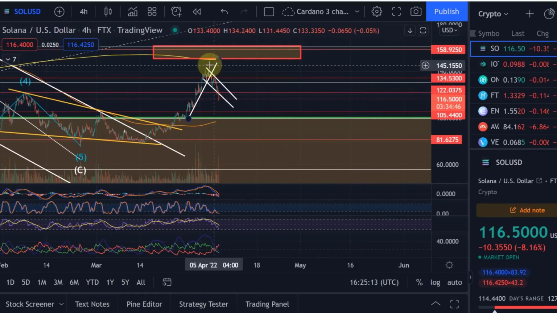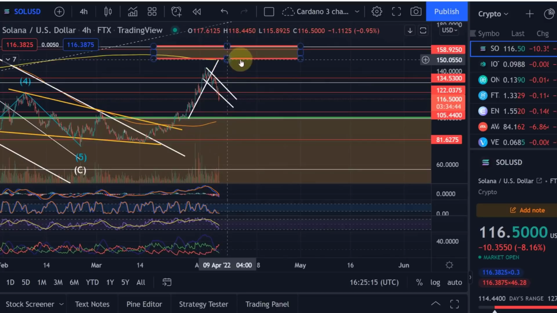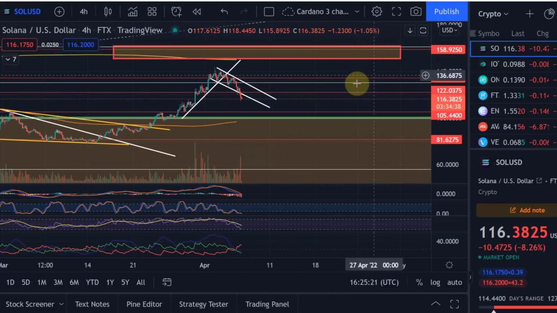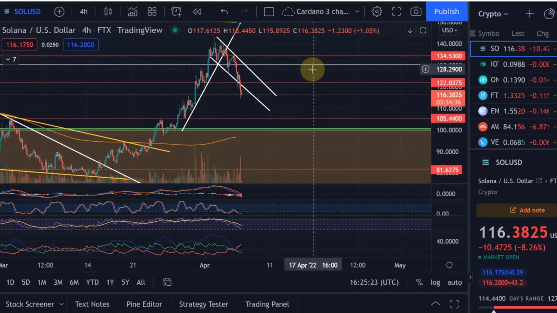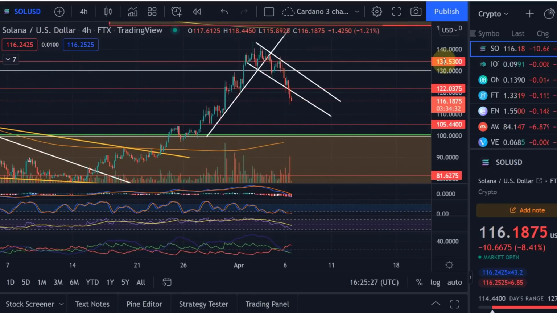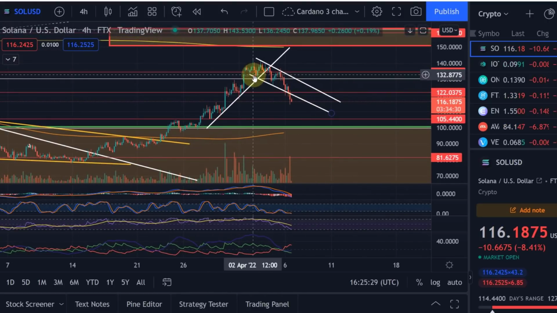So Solana did not manage to break through this resistance zone up here highlighted in red, and it is now, as expected, dropping further today. I already announced earlier today that we are probably going to see a significant drop, and this is what is playing out at the moment. We obviously broke that ascending trend line recently, had a double top, made even a lower high, and that is what I showed you earlier today in the video.